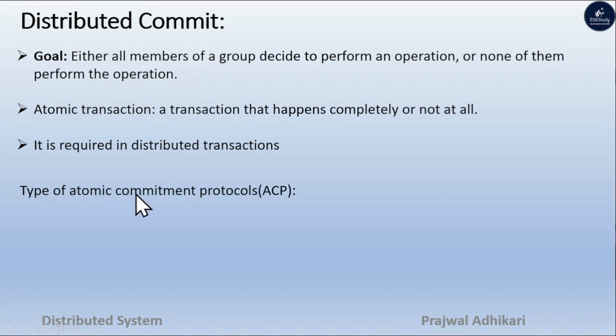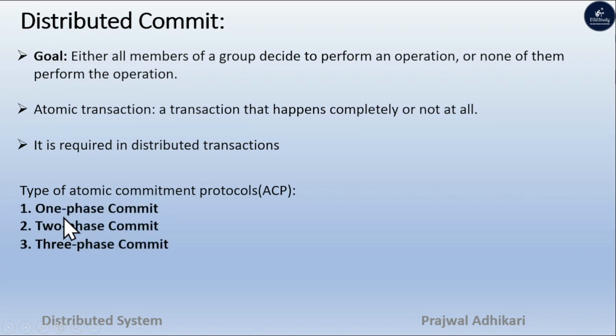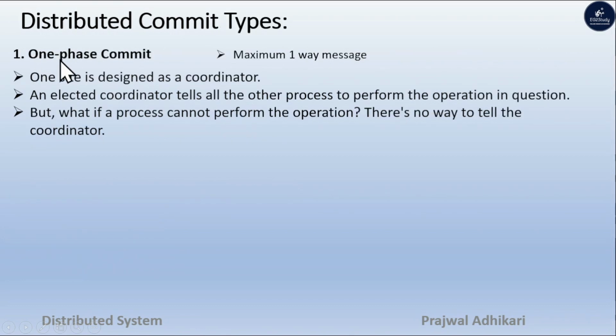Types of atomic commit protocols. There are three different types of commit protocols. They are one-phase commit, two-phase commit, and three-phase commit. We will study these different types of commit one by one. First one is one-phase commit.